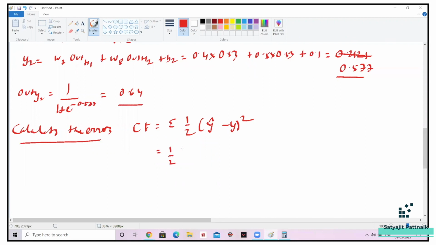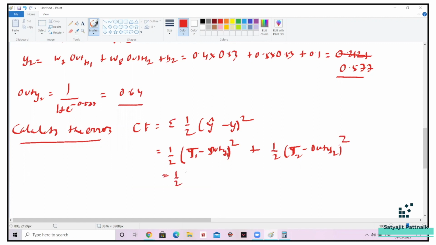We'll do half of y1 minus y hat. What will be the y hat? Output of y1, squared, plus half of actual y2 minus output of y2. So this is actual y2. I'll just name it as t2 so that we don't confuse. So you do t1 minus this or this minus this, it's going to be the same because ultimately we are taking a square of it, right?